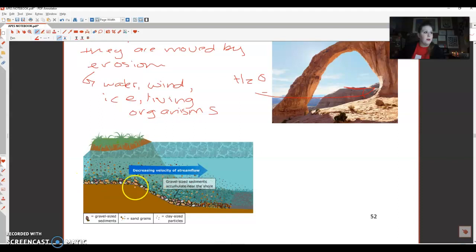So yes, you see them sunk at the bottom, and they stop at a certain point. Sand and clay are going to be able to move further, with clay moving the furthest because it is the smallest particle.